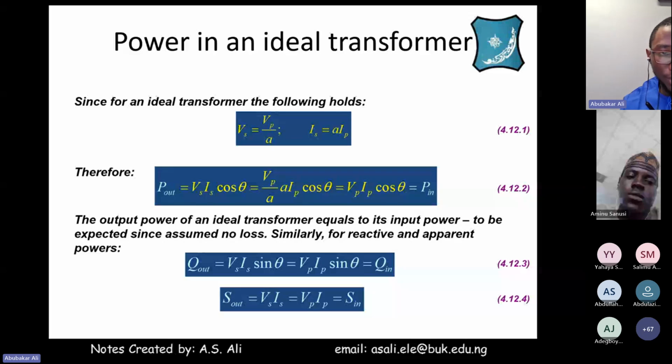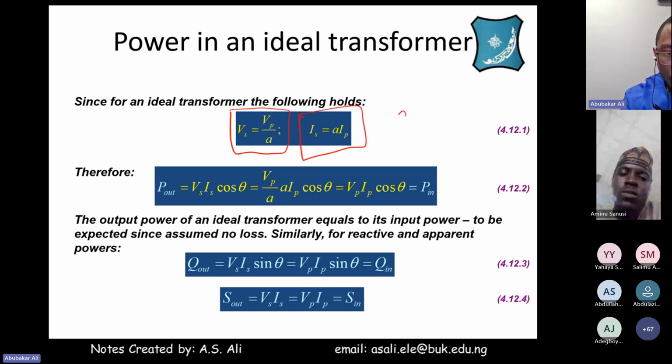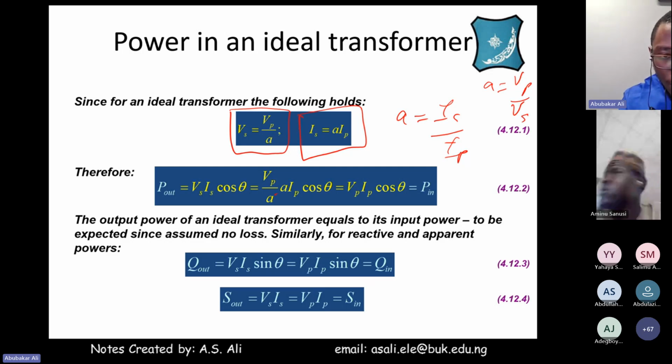If that is the case, we can simplify our equations to say that P out equals VS IS cos theta. But we also know VS from this simple equation here, so we can do substitution. We also know IS from this equation, since A equals IS over IP, and A also equals VP over VS. So we can make the substitution, where P out is nothing but VP over A times A IP cos theta. If you do this, you realize that A and A cancel each other.